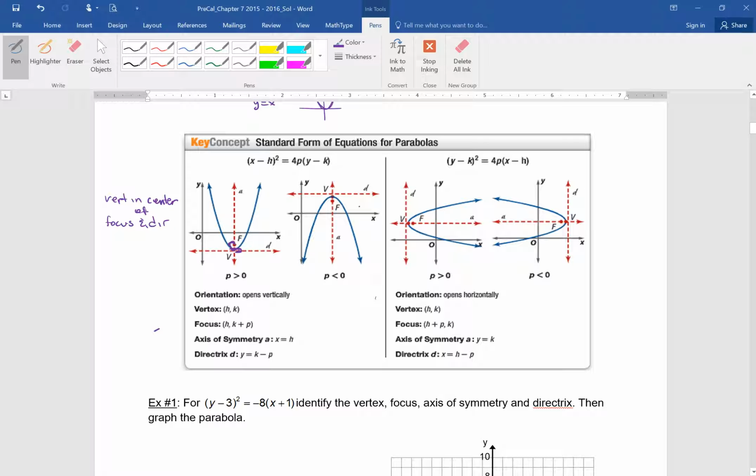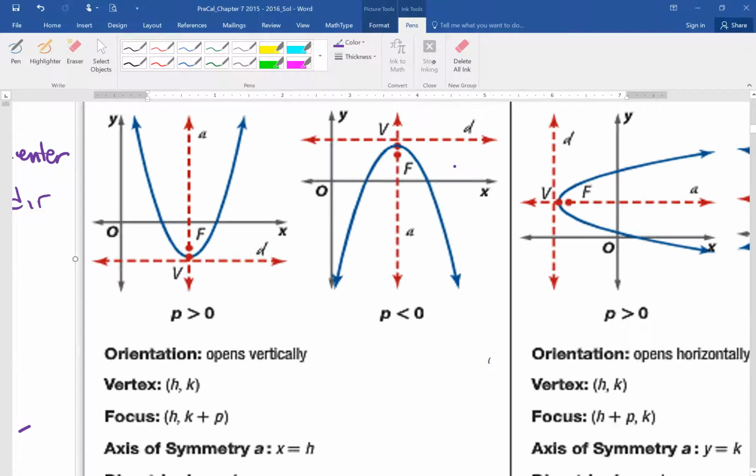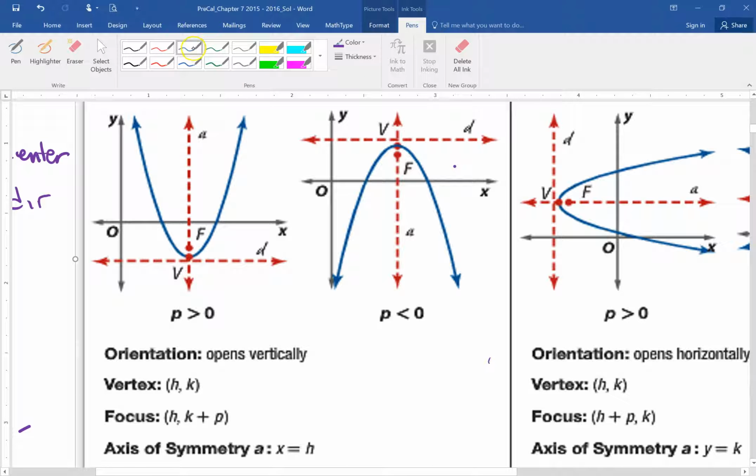Now, how far is the focus from the vertex? Well, we call that P. Okay? P is the distance between the focus and the vertex. So look, let me make this bigger because they just made it too tiny. This distance here between the vertex and the focus, that is P. We call that P. Okay?